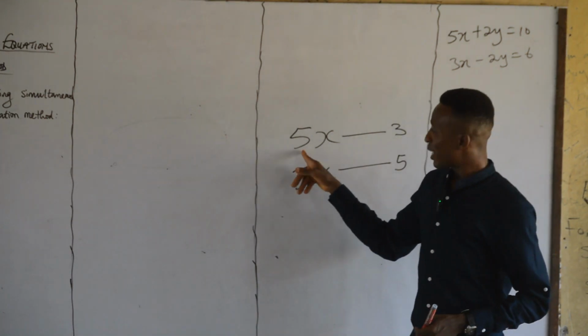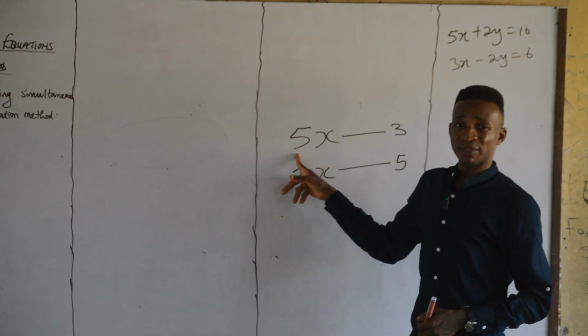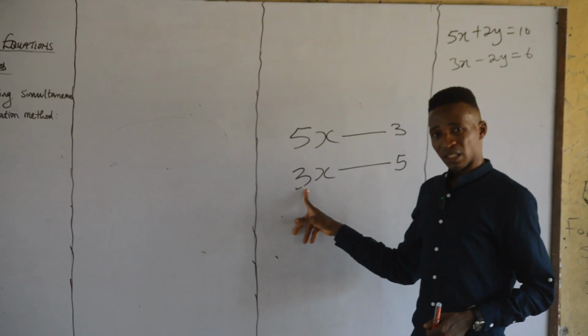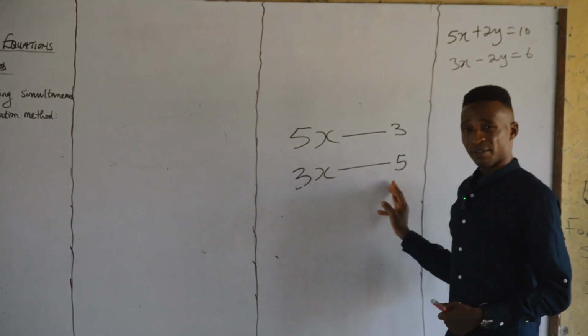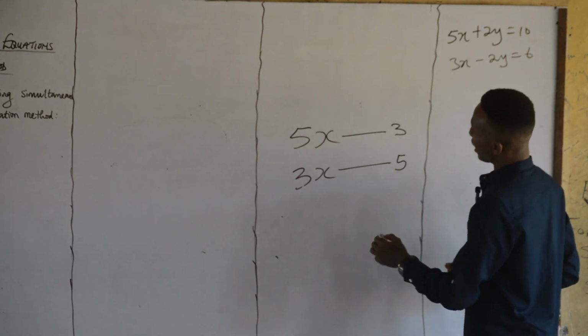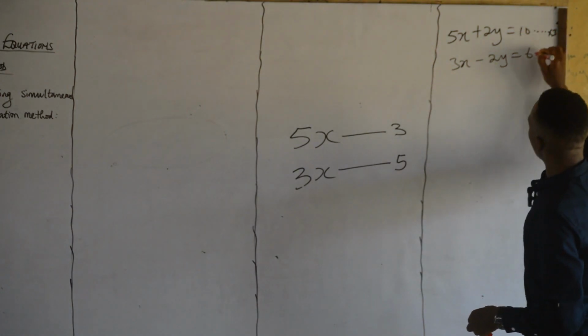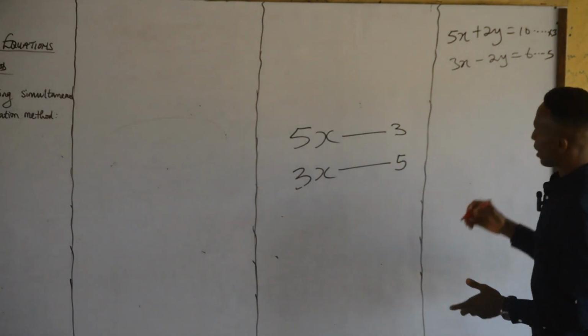Now the LCM in this case is 15. What will I multiply by this 5 here to get my 15? Your answer is what? 3. What should I multiply by this 3 to get 15? Your answer is what? 5. So that means what you are saying now is that everything in equation 1 here, I will multiply it by 3, and everything in equation 2, I multiply it by 5.